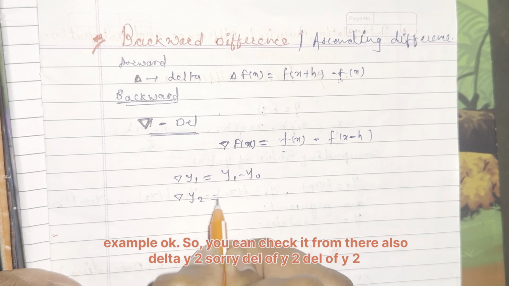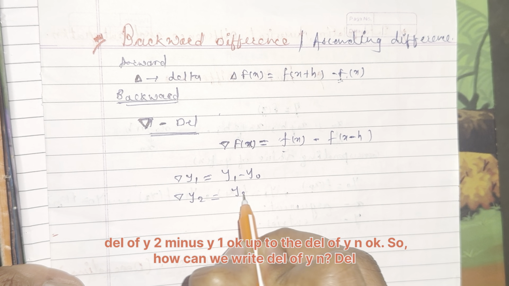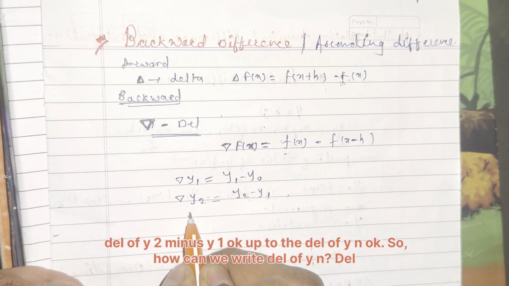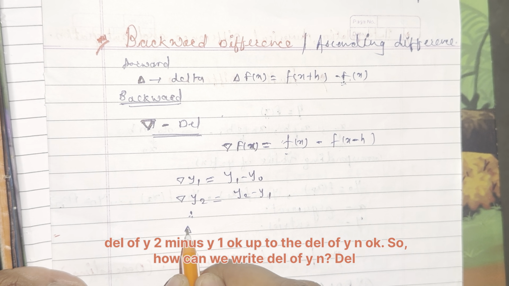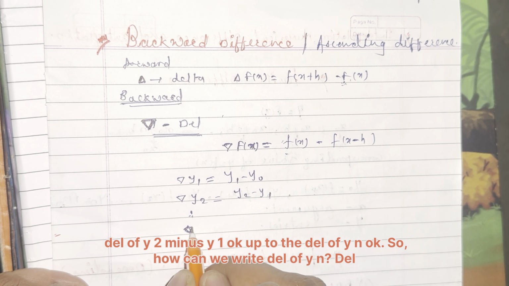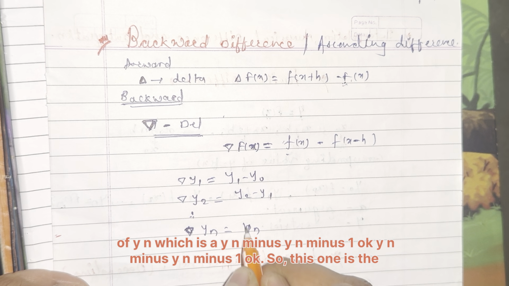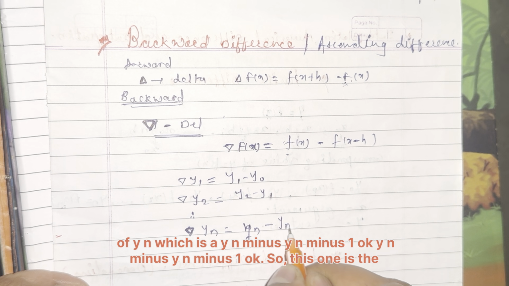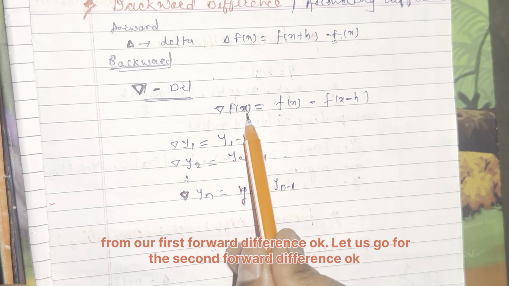Del of y1 means y1 minus y0. Del of y2 means y2 minus y1, up to del of yn. How can we write del of yn? Del of yn is yn minus yn minus 1. This is from our first backward difference.